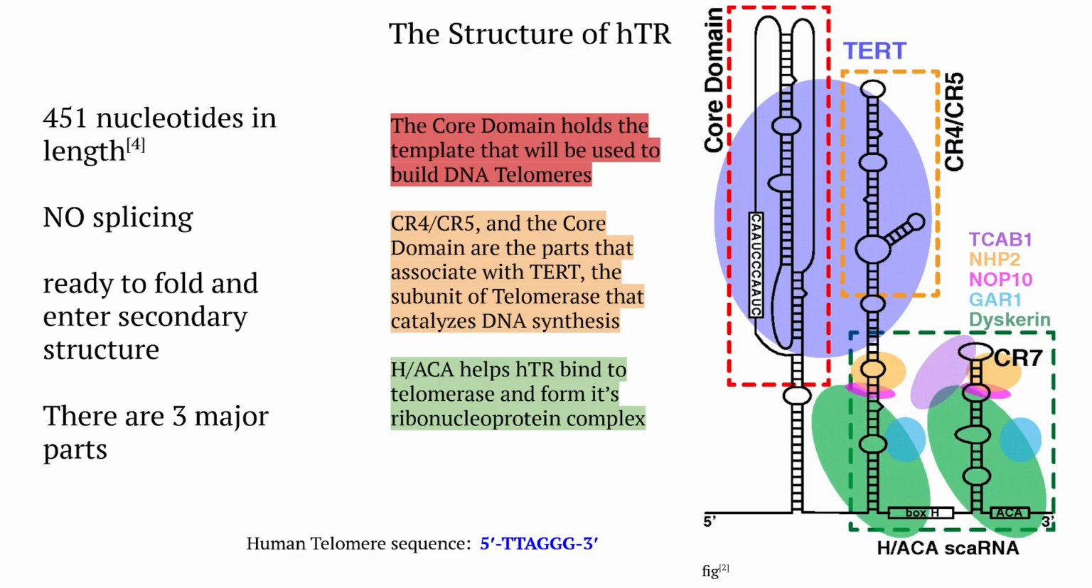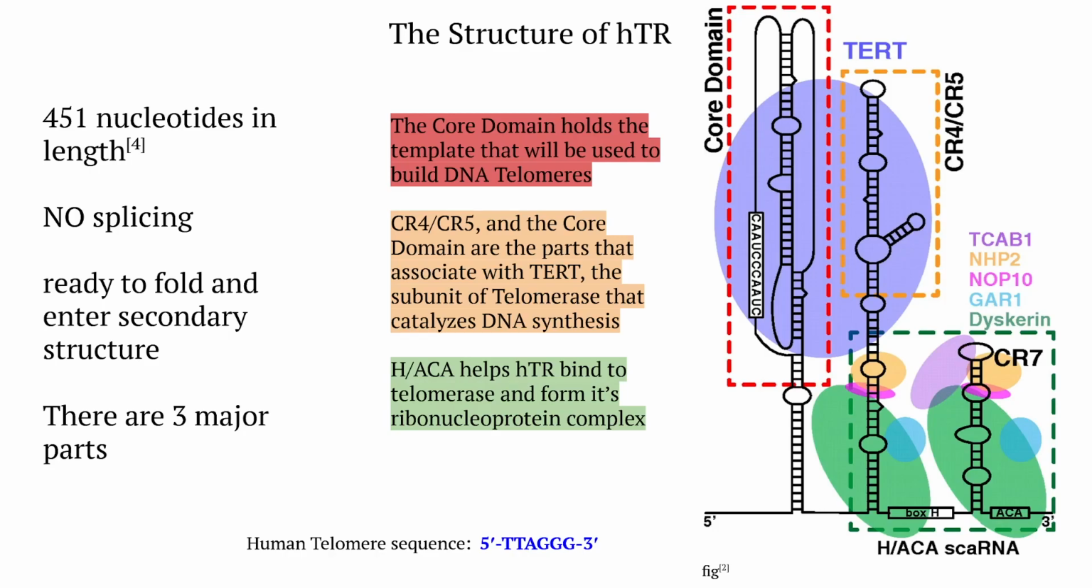HTR is 451 nucleotides in length. Interesting tidbit, in yeast, it's about 1,200 nucleotides in length. Kind of crazy. After being transcribed, the RNA immediately starts forming and folding on itself. No splicing, nothing.